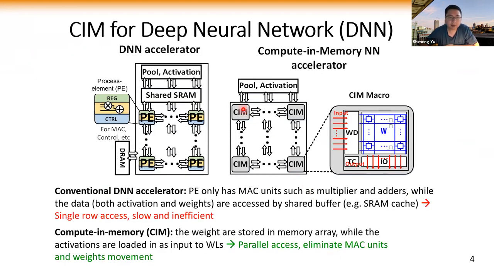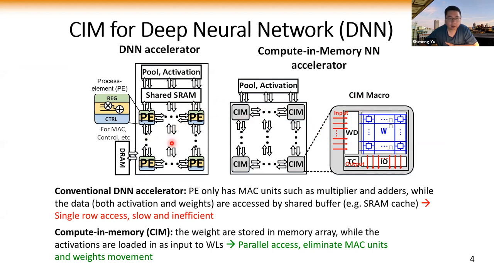So here, this is a comparison between the digital accelerators like the TPU with the systolic array versus the computing memory accelerator. In the digital accelerators, there are many PEs, processing elements, made of the MAC units. MAC is the multiplier and adder, and of course with register and control. And the data is stored in the shared SRAM, like a global buffer, in those digital accelerators. And this includes both the weights and the activations. And then for the computing memory, the weights are typically stationary. The weights are stored in the memory array. So we only move the input and output activations around the chip. Therefore, we can reduce the data movement in this computing memory design.